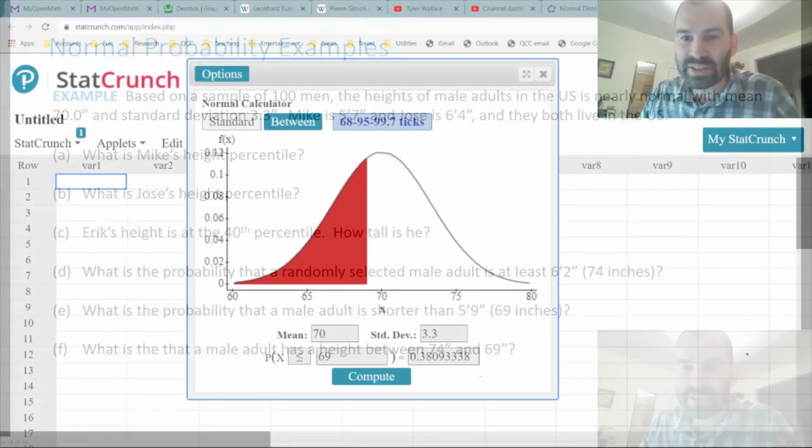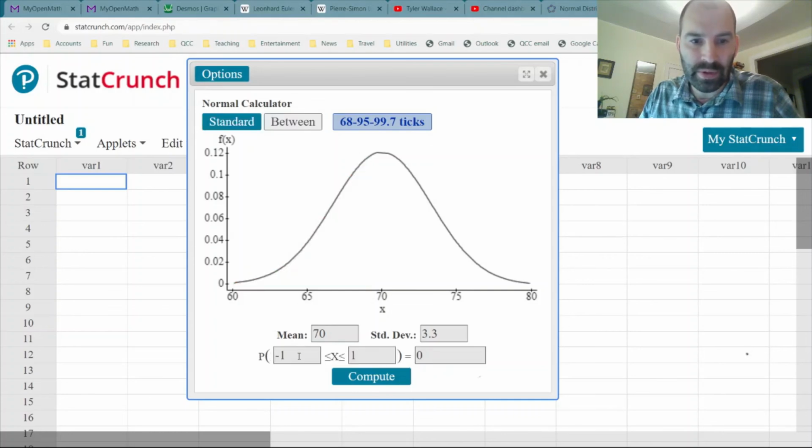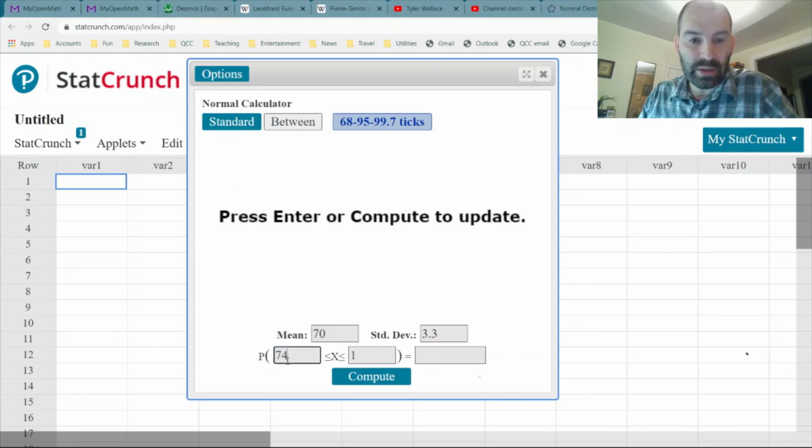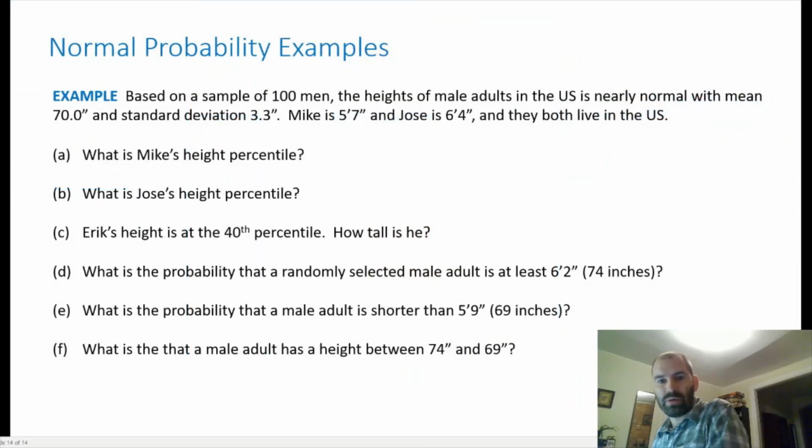In between 74 and 69, click the between button up here. 69 and 74, I should have said. There we go, 69, 74. And the probability is 0.5063.